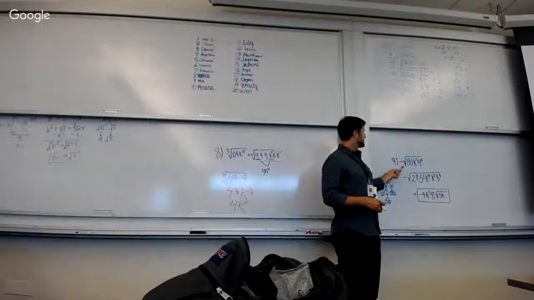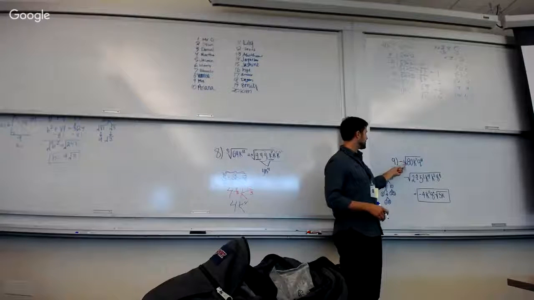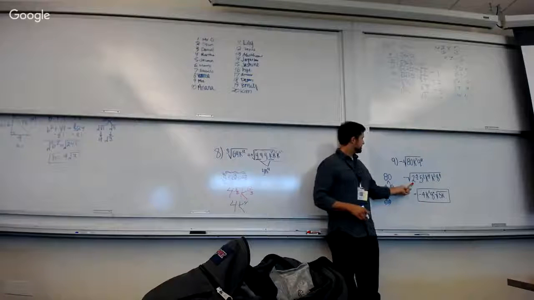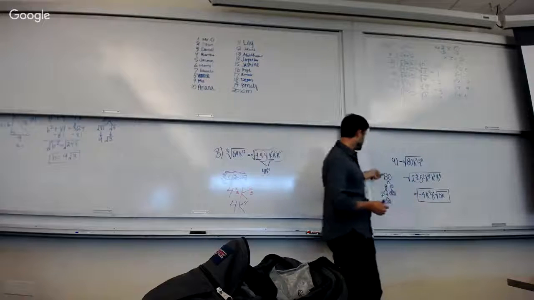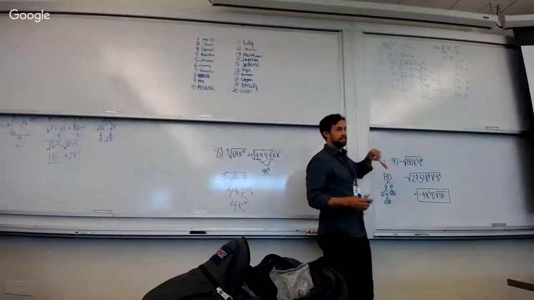All right, so who did this one? Number 9, Mick. So she's doing the square root of 80k to the 7th, q to the 8th. And watch closely what she did here. She said that 80 was the same as 2 to the 4th and 5 to the 1st. Oh yeah, here she goes. She broke 80 down into 2, 2, 2, 2, and 5.